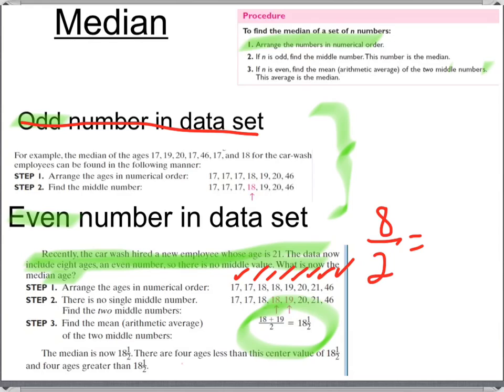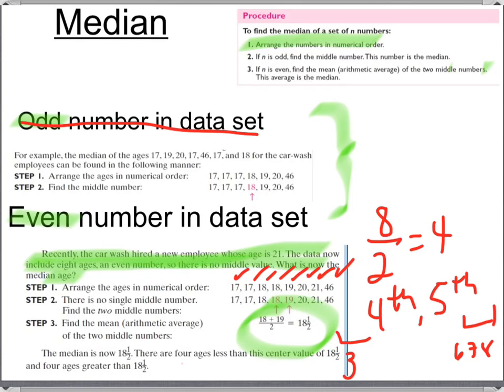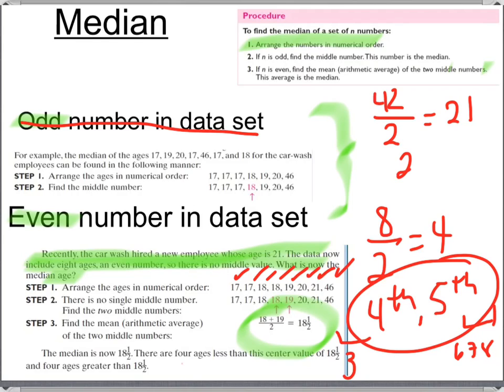So the middle numbers are going to be the 4th and 5th numbers. That's because there's 3 numbers below it, the 1st, the 2nd, and the 3rd, and there's 3 numbers above it, the 6th, the 7th, the 8th numbers. So the 4th and 5th number is going to be the average. So again, if I give you a data set that's really large, like if it's 42 numbers, in order to find the middle 2 numbers, take that number and divide it by 2. That would get 21. So it would be the 21st and the 22nd number.